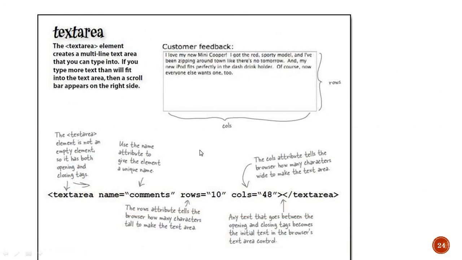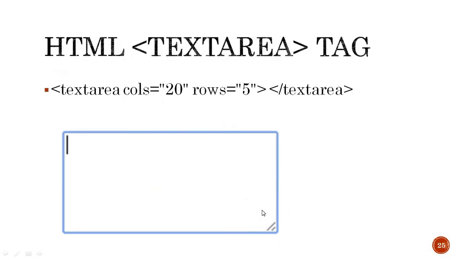So here is an example of this multi-line control, that is textarea. I'll create a textarea control with name comments, rows 10 and columns 48. In this way, this particular control is created. Here is another example. You have created a text area with cols 20 and rows 5. So this is the output of this particular line.